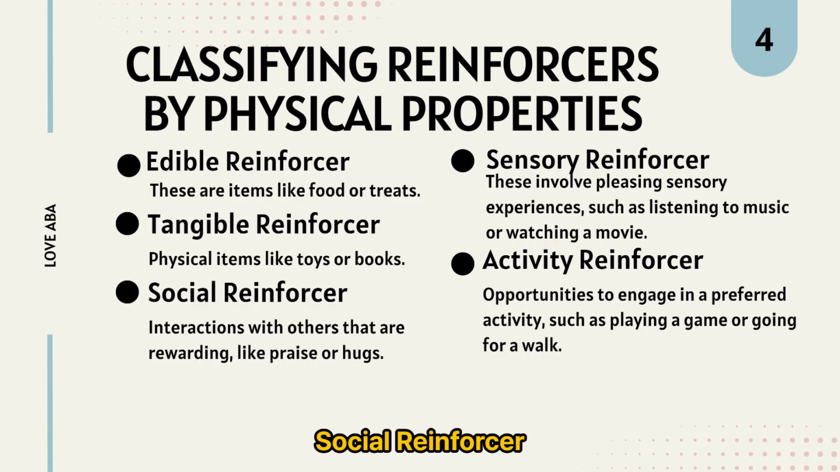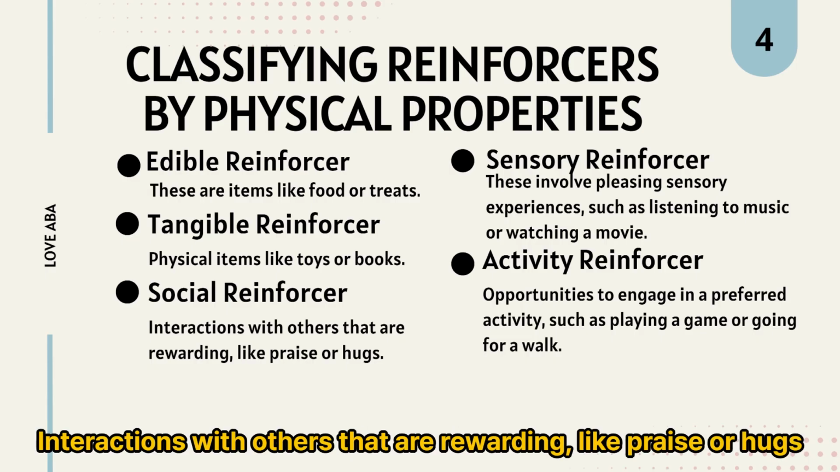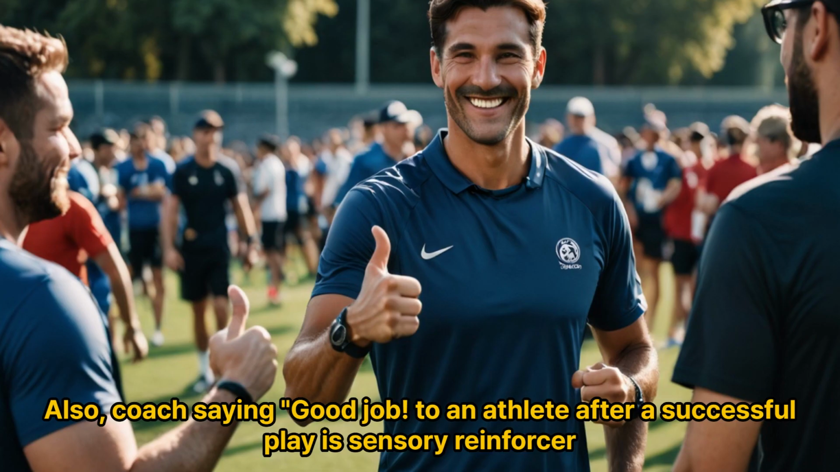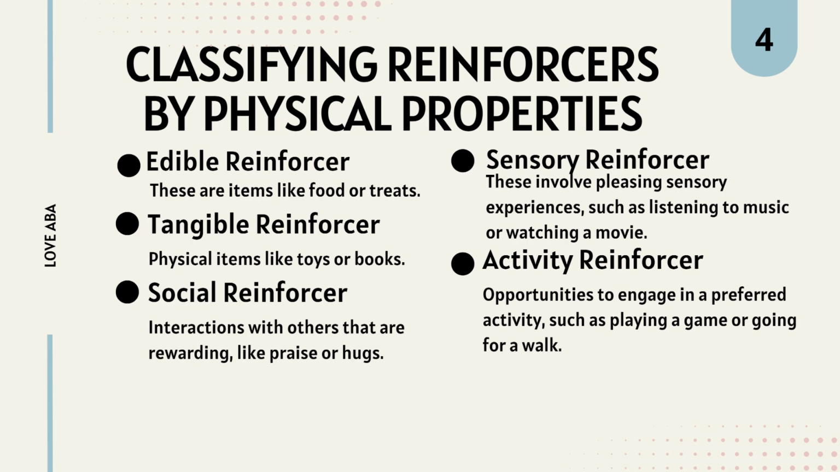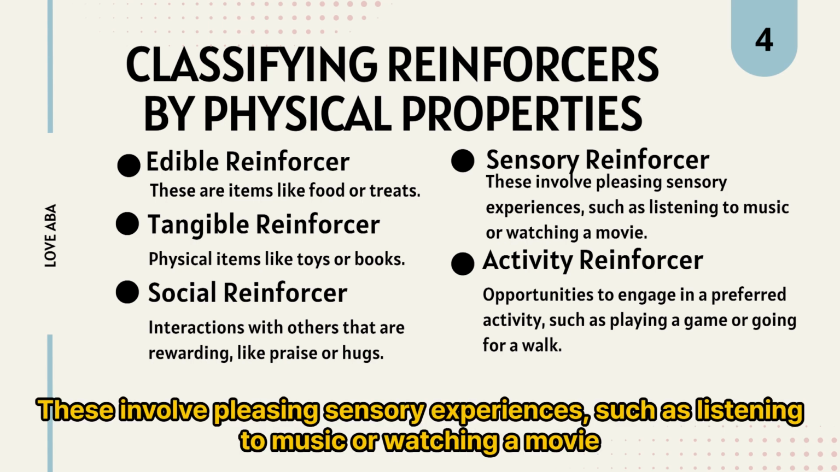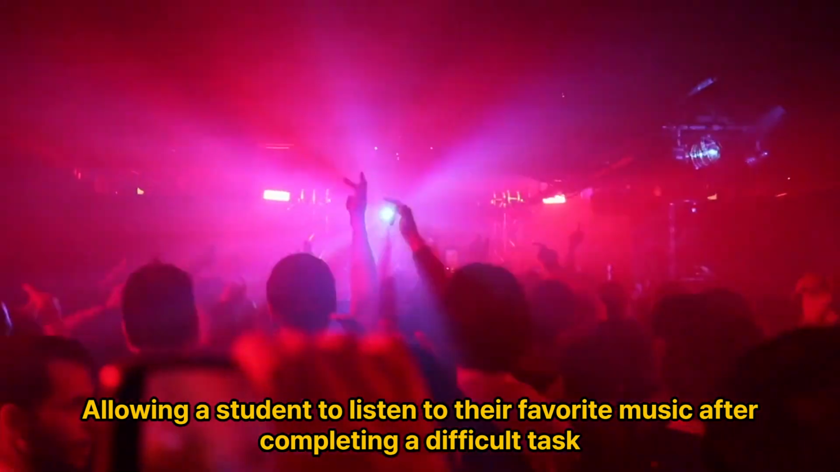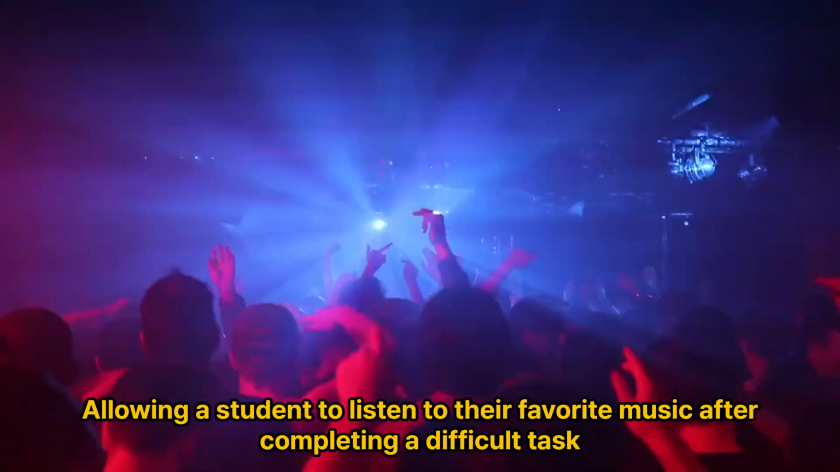Social reinforcers: interactions with others that are rewarding, like praise or hugs. Also, a coach saying, "Good job," to an athlete after a successful play is a social reinforcer. Sensory reinforcers: these involve pleasing sensory experiences, such as listening to music or watching a movie. Also, allowing a student to listen to their favorite music after completing a difficult task is a sensory reinforcer.